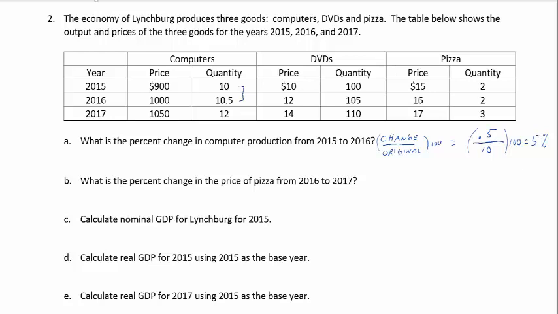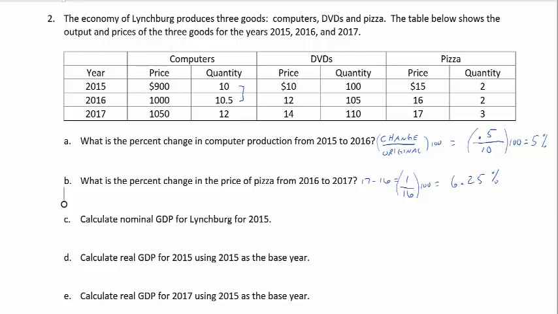Alright, B is very similar, except now the variable is prices. So we're calculating the percent change in the price of pizza. So again, you take the change, divide by the original, and then multiply by 100. So pizza prices went from $16 to $17. So the difference there is 1. So the change was 1. If we divide that by the original price of 16 and then multiply by 100, we get 6.25%. So that's the percent change in the price of pizza.